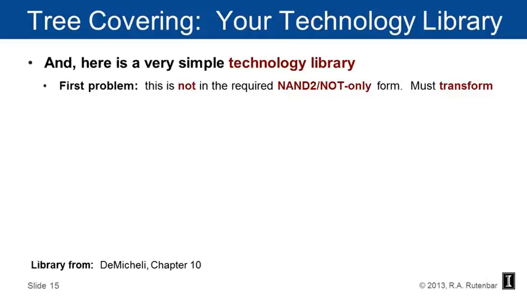Right, so typically the technology library is just a set of useful small logic functions. So let me give you an example of a set of useful small logic functions. This is an example, by the way, that I took from chapter 10 in Nani DiMichele's book. So this is a nice example. What's in my technology library?